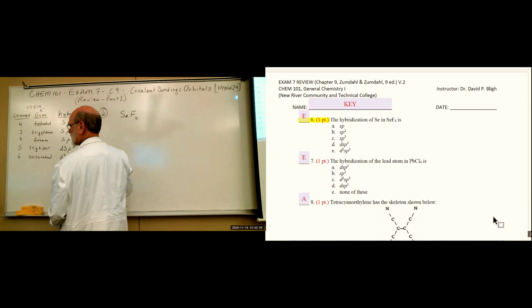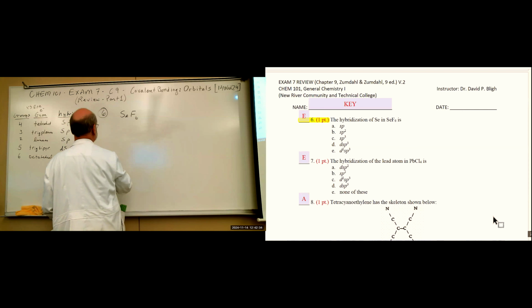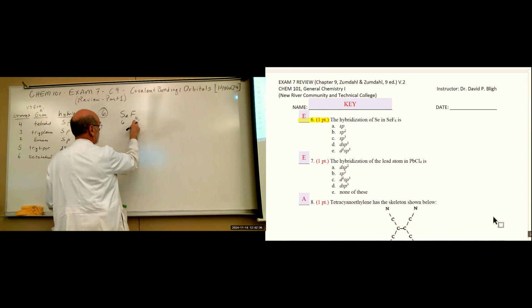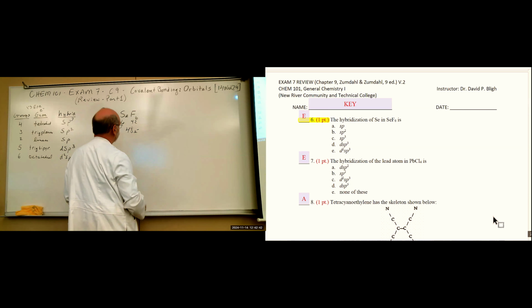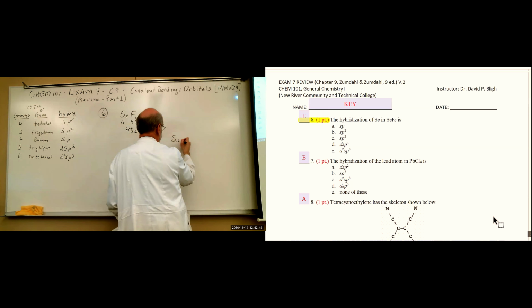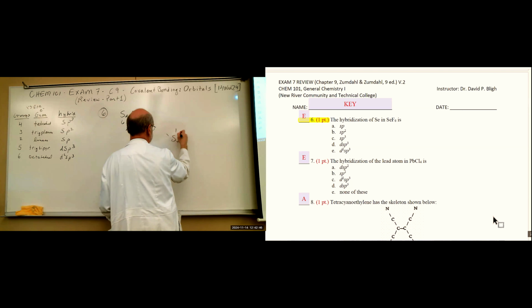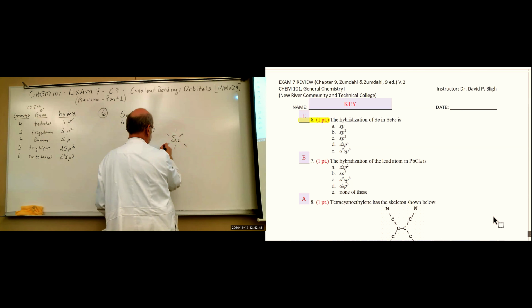So selenium is in the same group as oxygen. That means it has 6 electrons. And 6 times 7 for the fluorine is 42. That means 48 electrons. So we put selenium in the middle, and we have 6 fluorines.